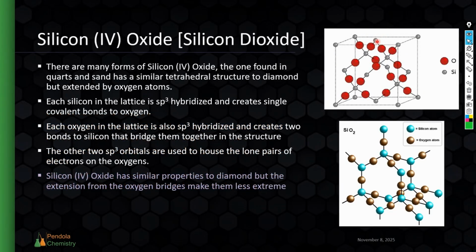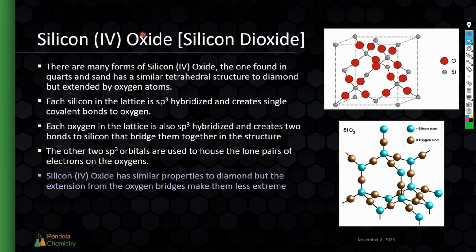The last giant covalent structure that we're going to look at is silicon 4 oxide, or what we know as silicon dioxide. Now, silicon dioxide is a compound, unlike diamond and graphite, which are allotropes of a single element. Silicon dioxide is a giant covalent structure made out of a silicon and oxygen compound.